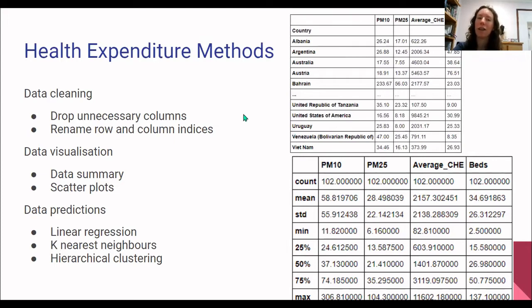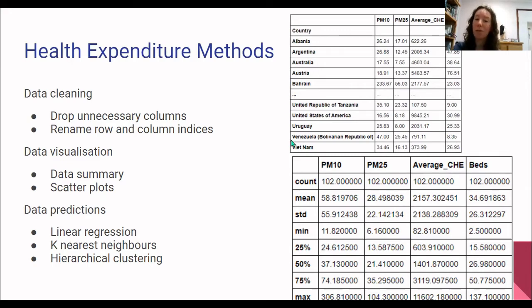So the datasets I used had many unnecessary columns and measurements that I didn't need in my analysis. So I had to drop those unnecessary columns. I renamed the row and column indices so that they're the same across all datasets. My air pollution dataset also had multiple rows per country, so I grouped them together by the average so that there was one row of data per country. I then combined my datasets into one dataset for easier comparison.